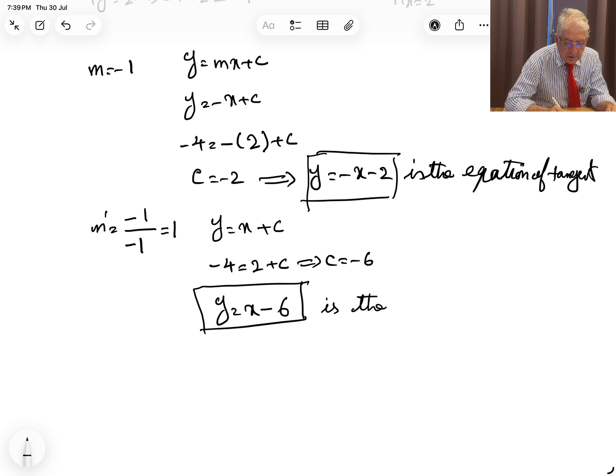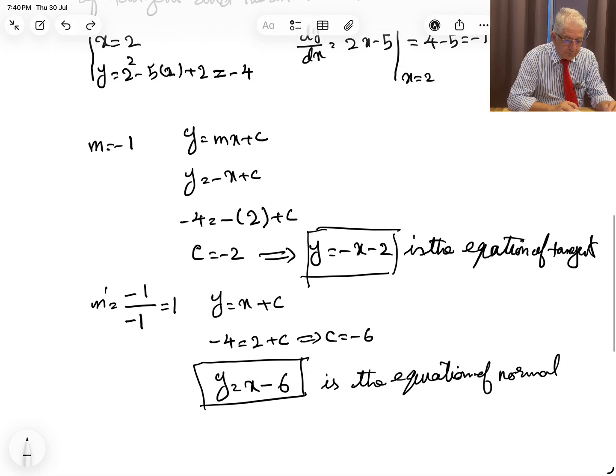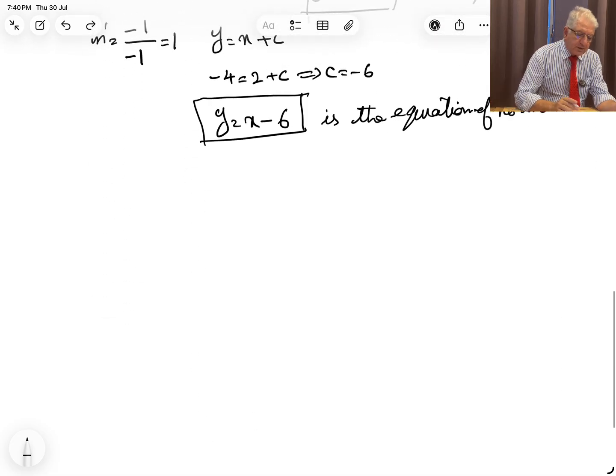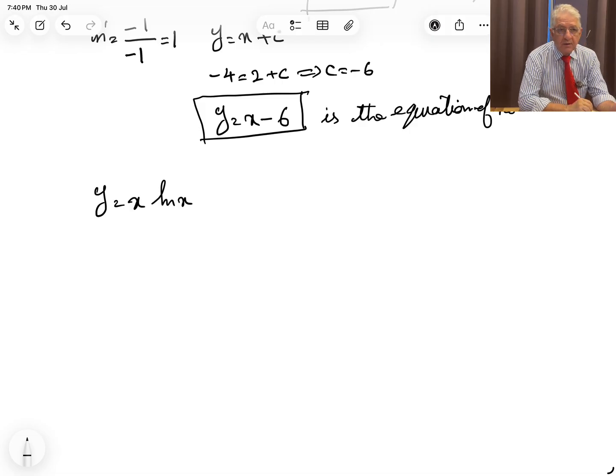This is the equation of the normal to the curve. Now, I can give another example. Suppose y is equal to x ln of x. We want to find the equation of the normal to the curve at x equal to 1, suppose.